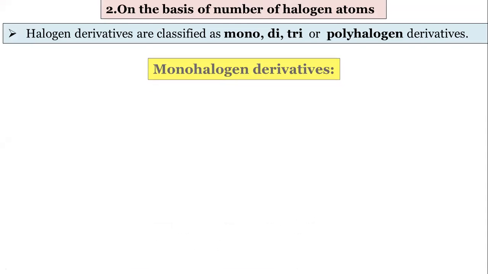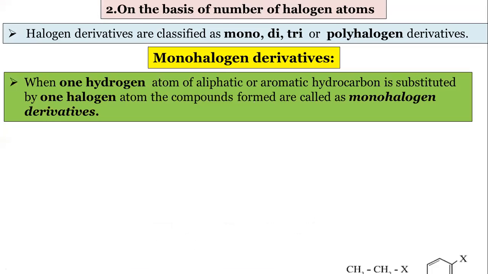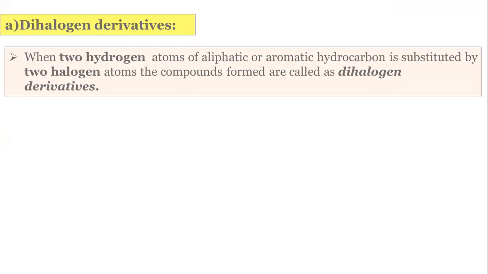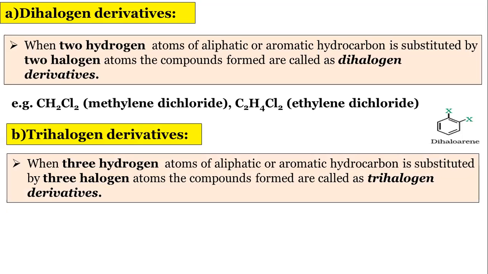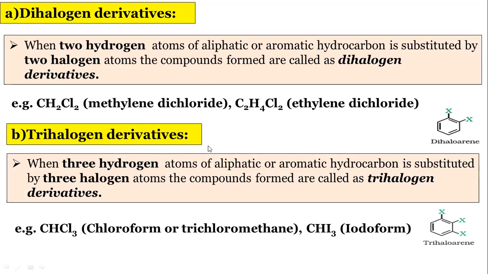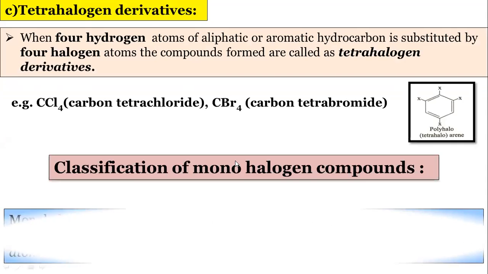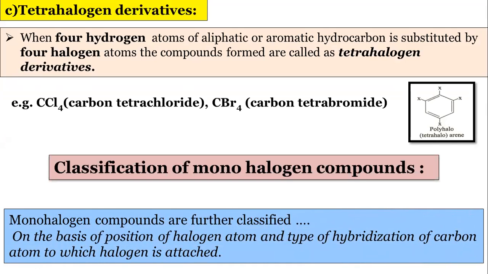Yesterday, in this chapter, halogen derivatives of alkanes, we discussed the classification of halogen derivatives. What is meant by monohalogen, dihalogen, then trihalogen derivatives. If more than one hydrogen atom is replaced with halogens, it is called polyhalogen derivatives. If three hydrogens are replaced with three halogens, it is called trihalogen derivatives. Then tetrahalogen derivatives.